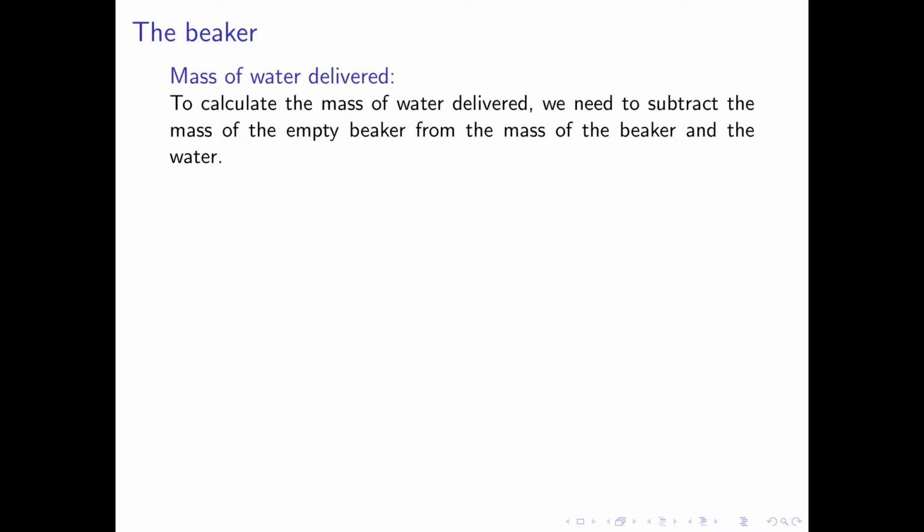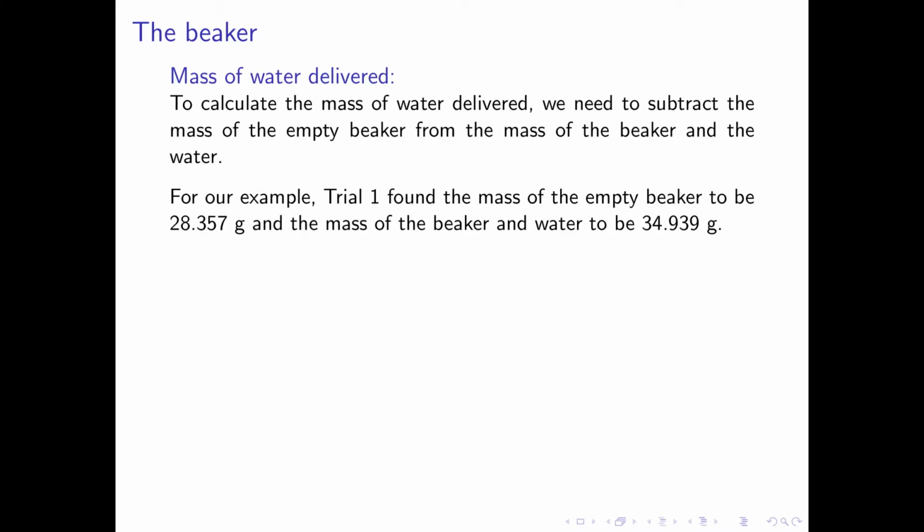First, we will calculate the mass of the water delivered by the beaker. To do this, we need to subtract the mass of the empty beaker from the mass of the beaker and the water. We will be using data that I collected. For this example, trial 1 found the mass of the empty beaker to be 28.357 grams, and the mass of the beaker with the water to be 34.939 grams.